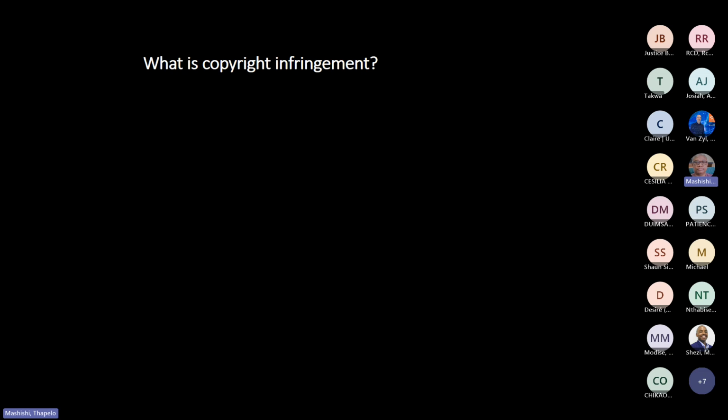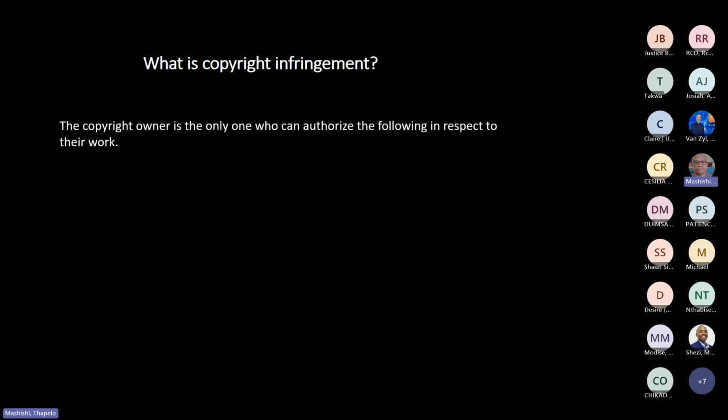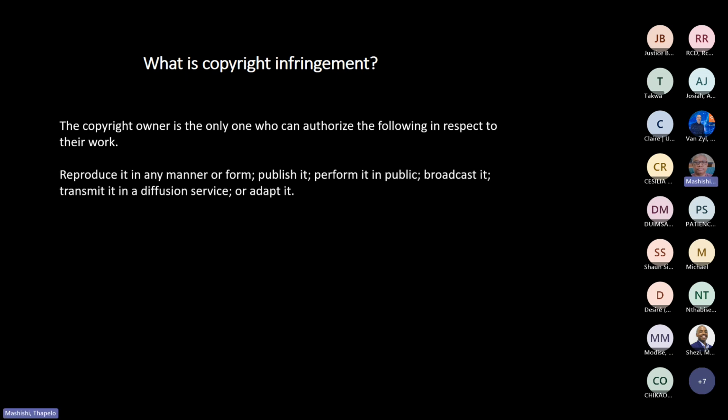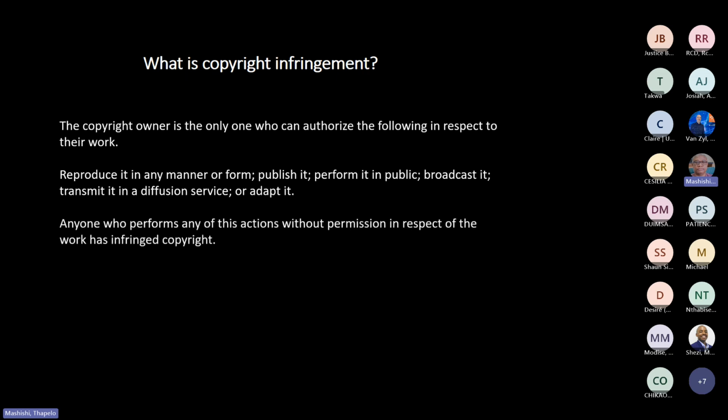And what is copyright infringement? The owner of the copyright is the only one who can authorize the following in respect of their work: reproduce it in any manner or form, publish it, perform it in public, broadcast it, transmit it in a diffusion service, or adapt it. Anyone who performs any of these actions without permission in respect of the work has infringed copyright.